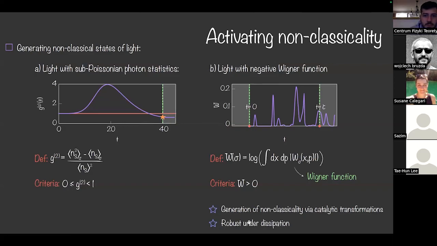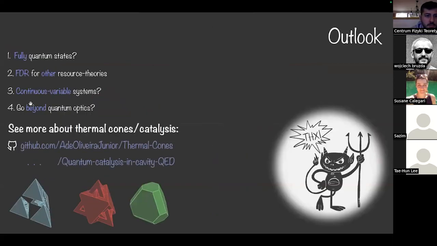And finally, to finish my talk, we also showed that this is robust under dissipation. So you can also add noise, such as cavity loss or atom decay, and you can still generate high levels of non-classicality in this way. Well, since I already spoke too much, I left a few questions here. Also, I like to make science in a way that I make everything that I do public. So all my codes related to those projects that I discussed are available on my GitHub. And thank you very much for the invitation.